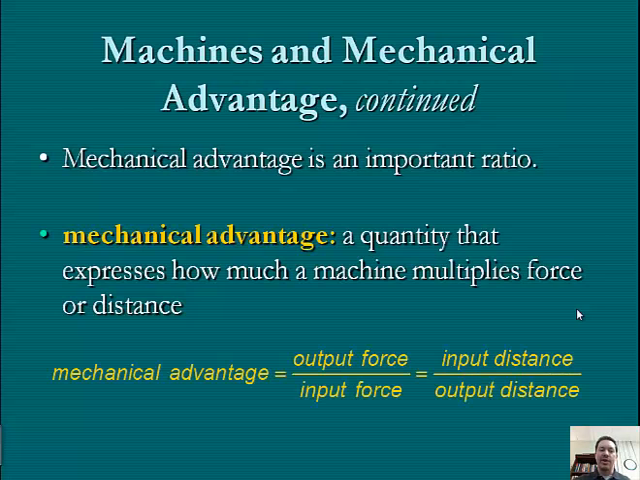So we have an equation for this one as well. So this is our third equation for this particular section. Mechanical advantage equals output force divided by input force, or instead of output force divided by input force, we could do input distance divided by output distance. So we could use either forces or distance depending on what we have and what we want to find.